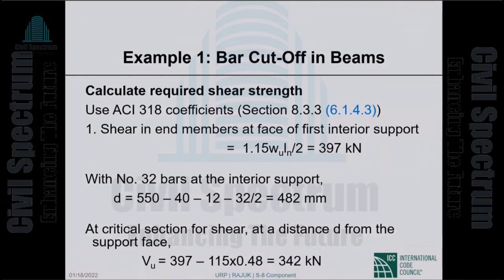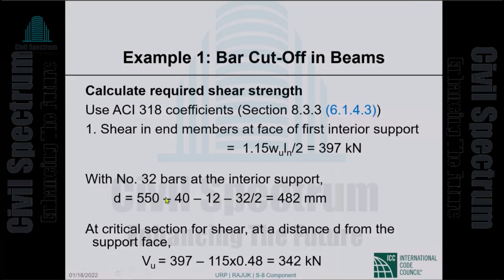Shear. By the same table, ACI coefficients, section 8.3.3, shear in end members at face of first interior support, that is the largest, 1.15 W l n by 2. And at every other support, it is 1.0 times W l n over 2. So 1.15 W l n by 2 comes to 397 kilonewtons of shear.